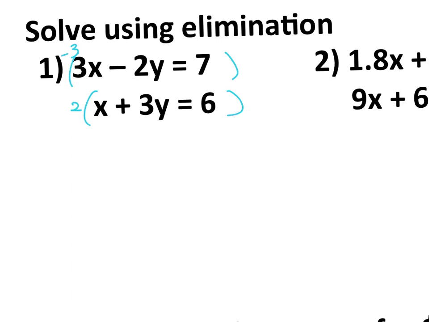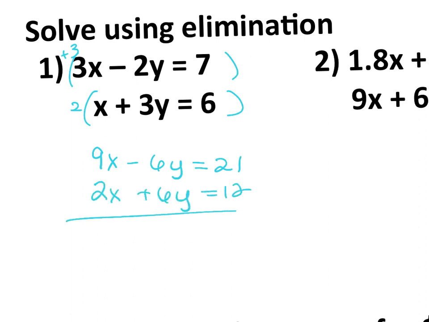This is negative 7x. Oh, wait, I didn't need to do negative. Hang on. It was already negative. So that should be a positive 3. 9x minus 6y equals 21. And then 2x plus 6y equals 12. I get 11x. These cancel. Equals 33. X equals 3.